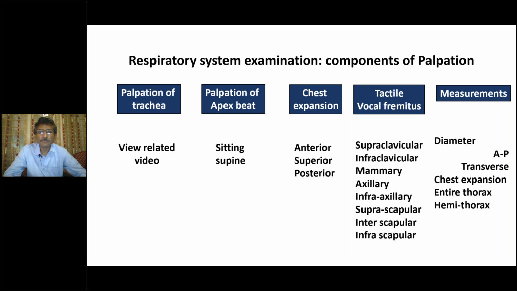So trachea will be deviated towards the right side, so that you will confirm. Apical impulse you will not be able to feel. Chest expansion will be decreased, probably in the anterior and the posterior and possibly superior. You have to take it case by case, but generally chest expansion will be significantly decreased in the left side. And tactile vocal fremitus will be decreased in the axillary and infraaxillary, mammary region, interscapular and infrascapular. I'm not going into the measurements now. Okay, are the palpatory findings in pleural effusion clear?